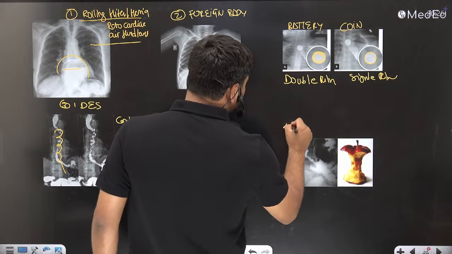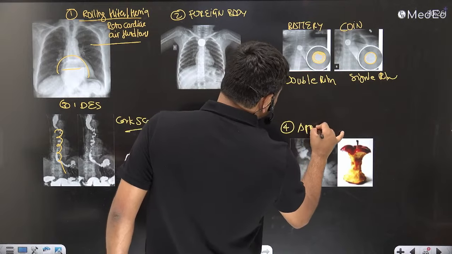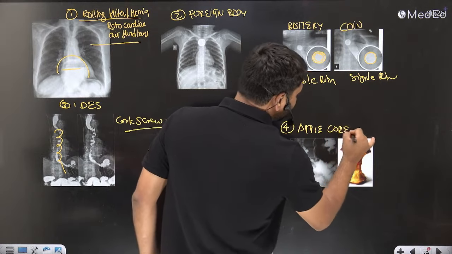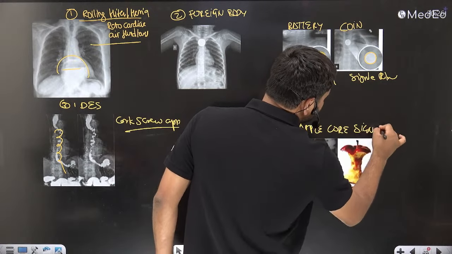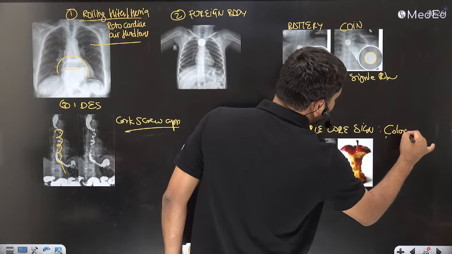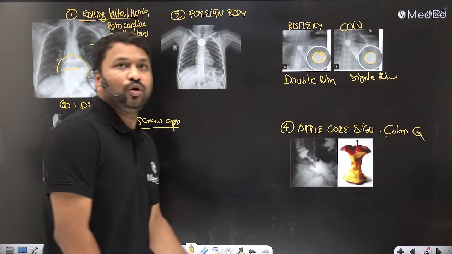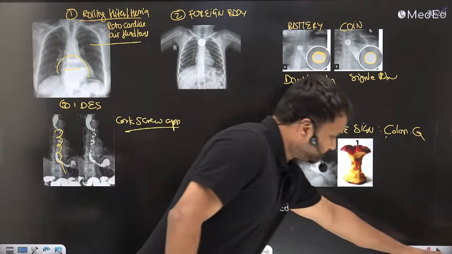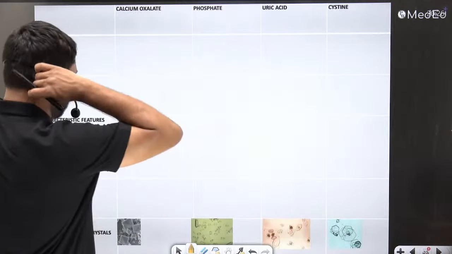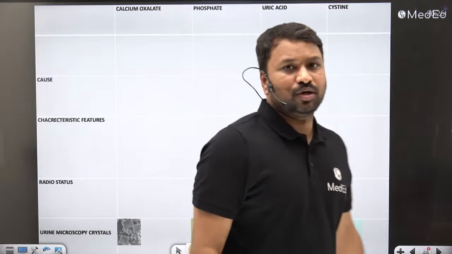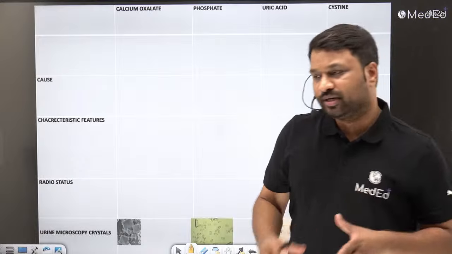This is your apple core sign. As you can see, there is a haustration, so it is the colon. So this is for colon cancer. Clear? So that is all in the context of the GI component that you have to know.